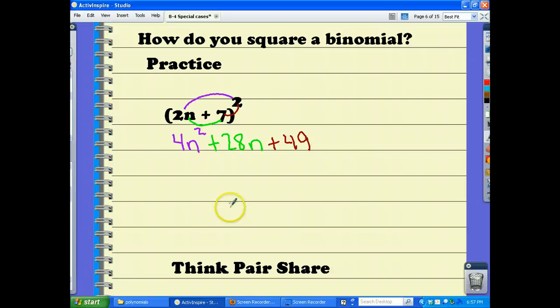I mean, it's just making sure. One of the biggest mistakes is just multiplying these two together and stopping. Make sure that you multiply the product of these two by 2, to get that final middle term there.